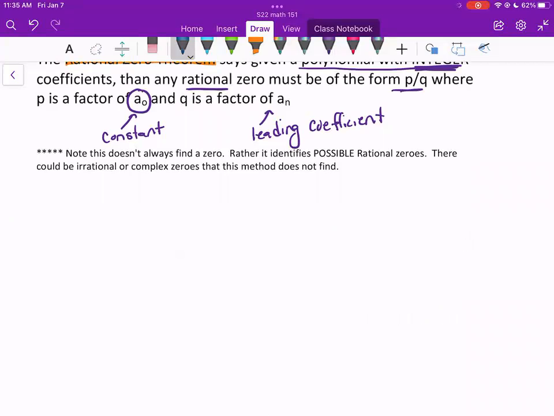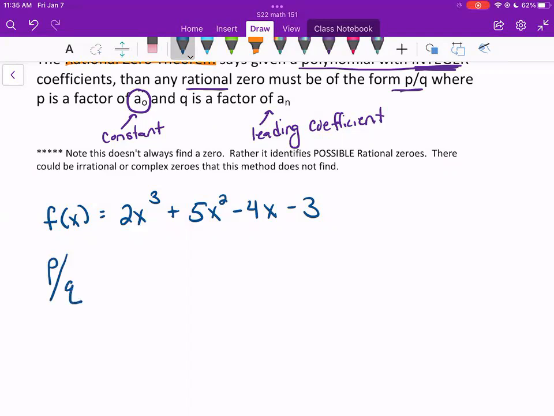If we want to list the potential zeros of a polynomial, consider the polynomial f of x is equal to 2x cubed plus 5x squared minus 4x minus 3. The rational zero theorem says they have to be of the form p divided by q, where p are factors of -3 and q are factors of 2. So we need to list the factors.